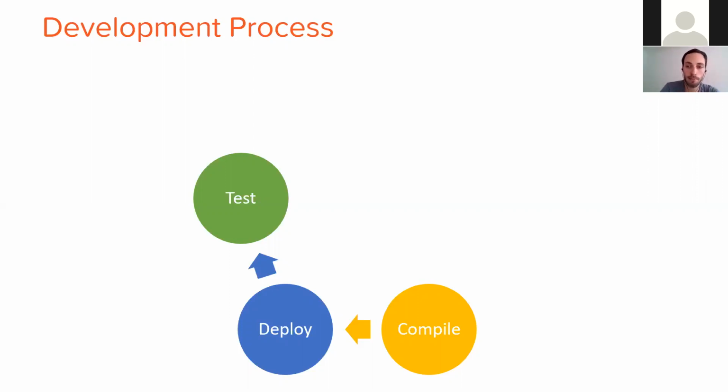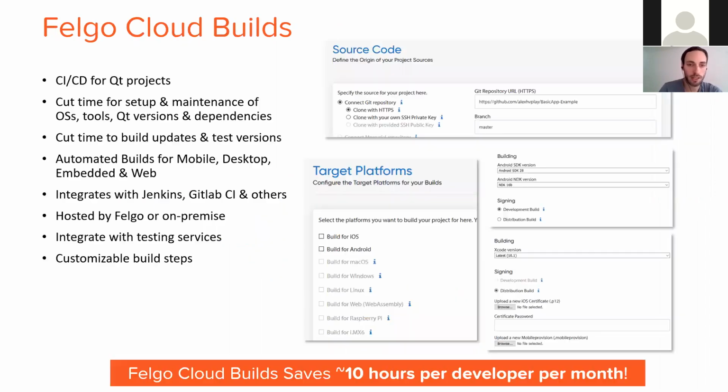And so that's why we came up with our own solution for that, which makes it really easy to build Qt projects automatically. The solution is called Felgo Cloud Builds, and it's available as an on-premise version, hosted on your own servers, or you can use the cloud-hosted version by Felgo. The way this works is that you very simply connect your source code repository or upload a zip file with the source code, and then you can trigger a build very easily with the push of a button.